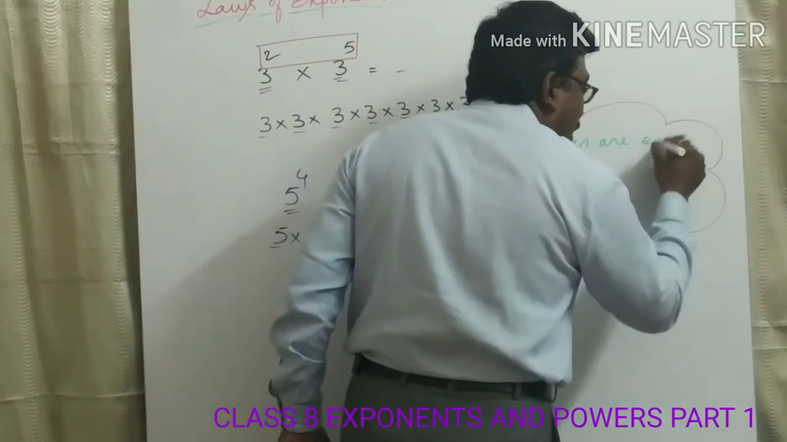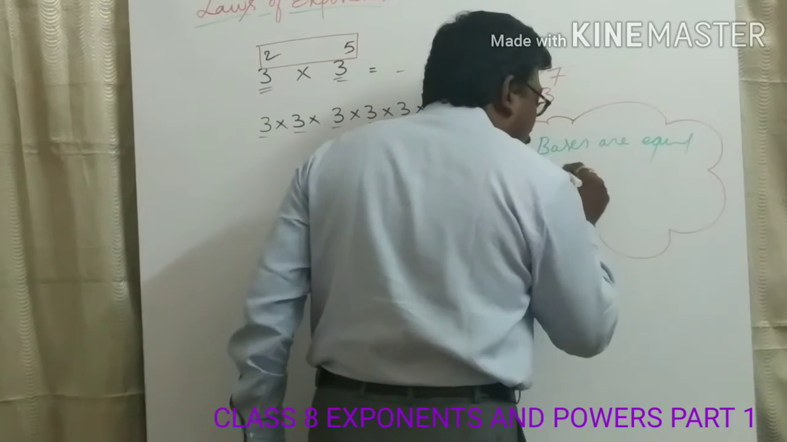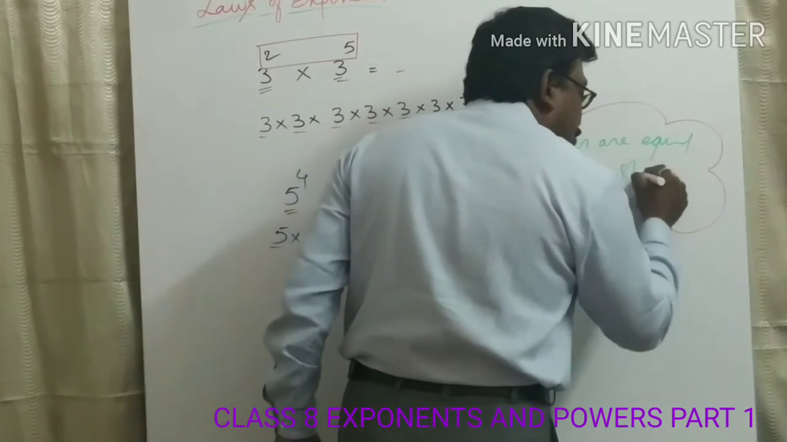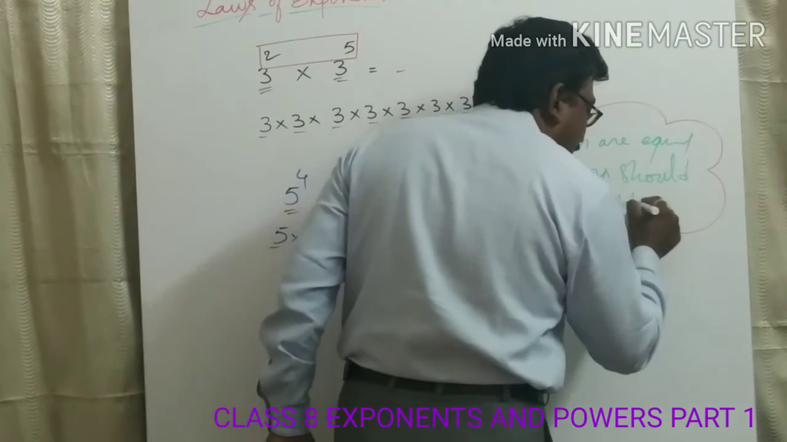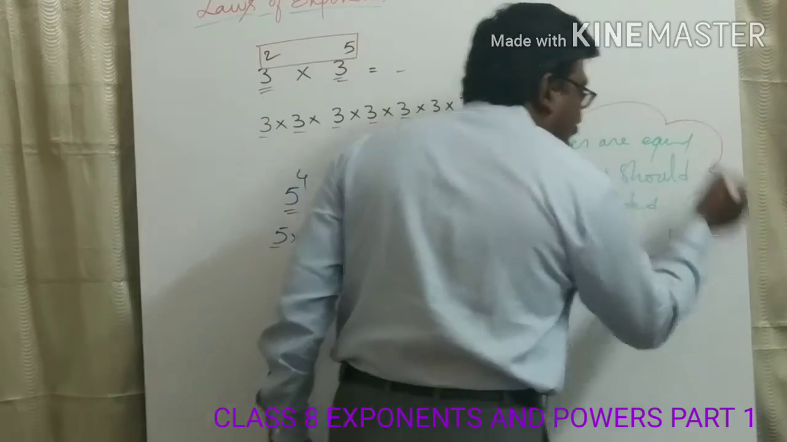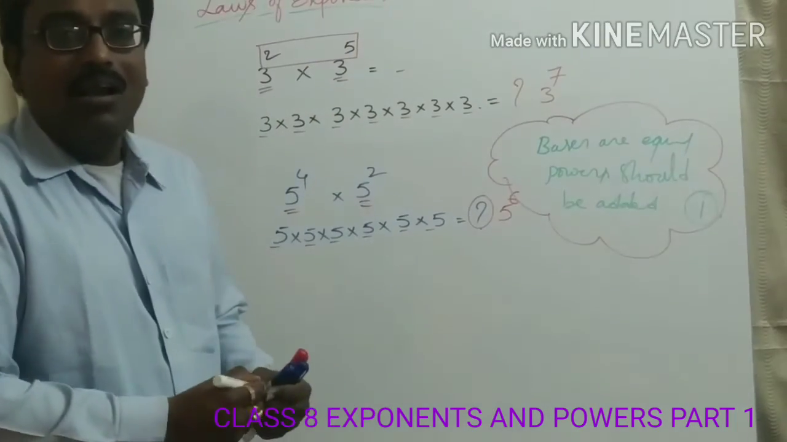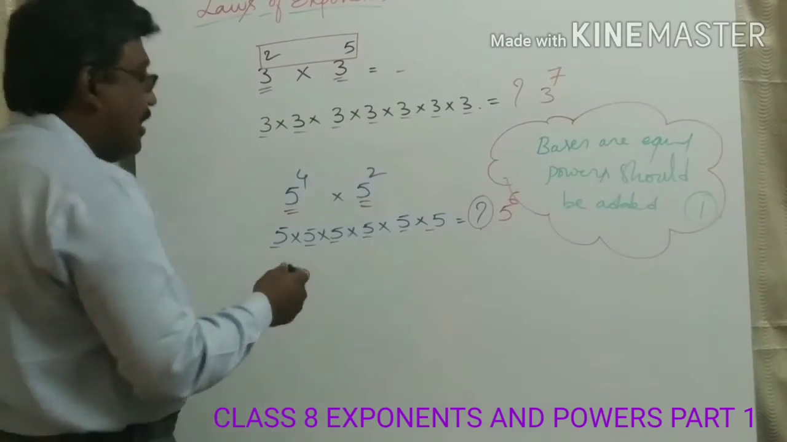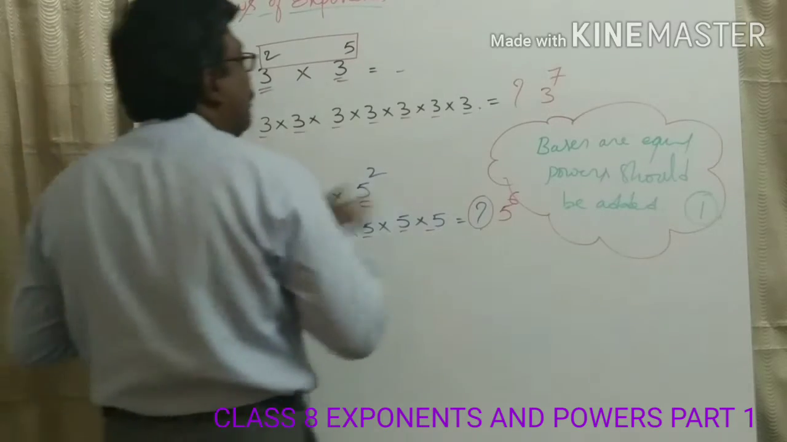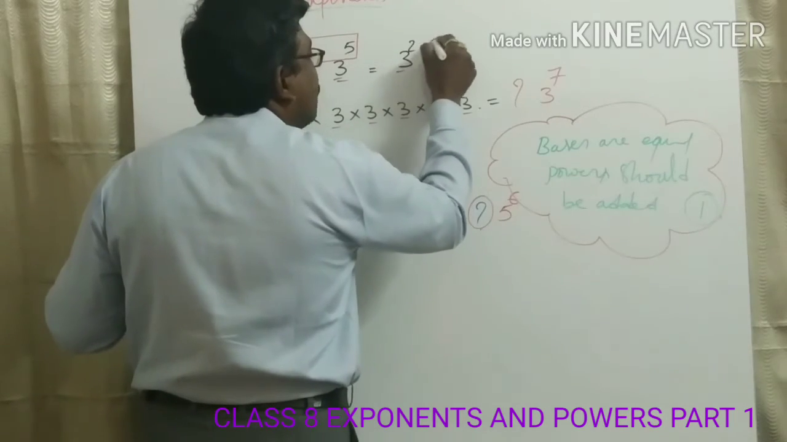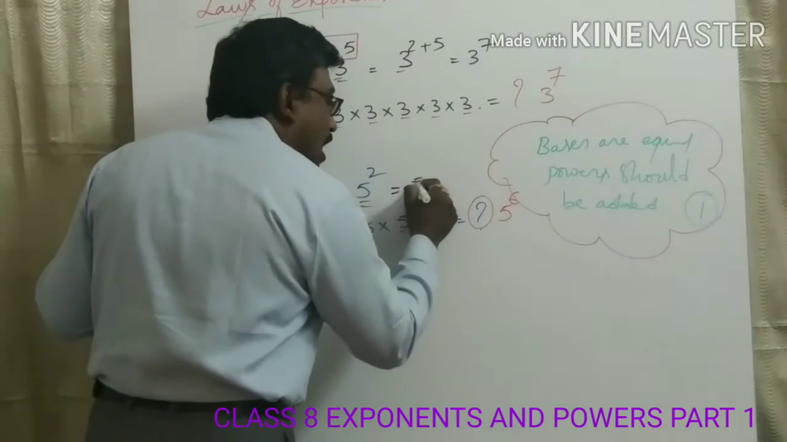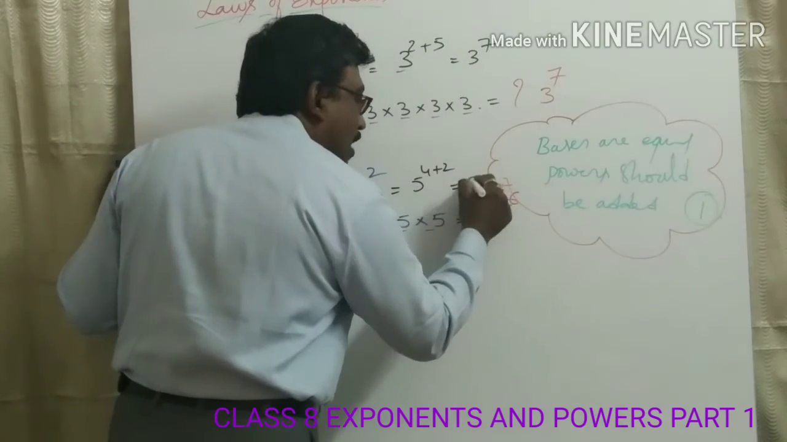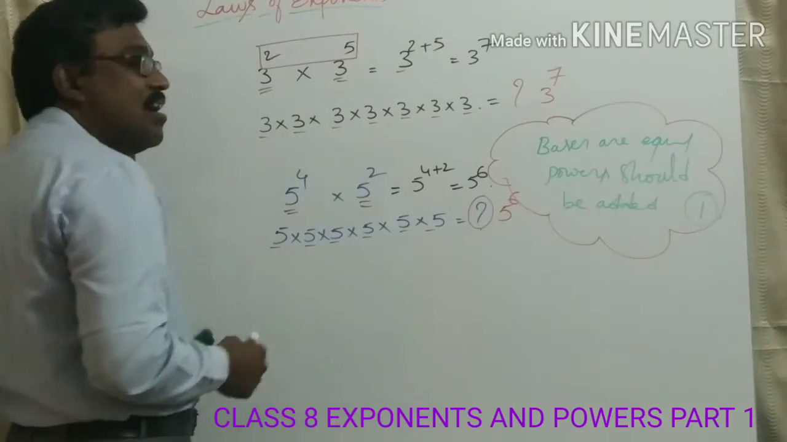Bases are equal, powers should be added. This is your first law. Bases are equal, power should be added. Then if that is the case, 3 to the power of 2 plus 5 is 3 power 7. 5 to the power of 4 plus 2 is 5 power 6.